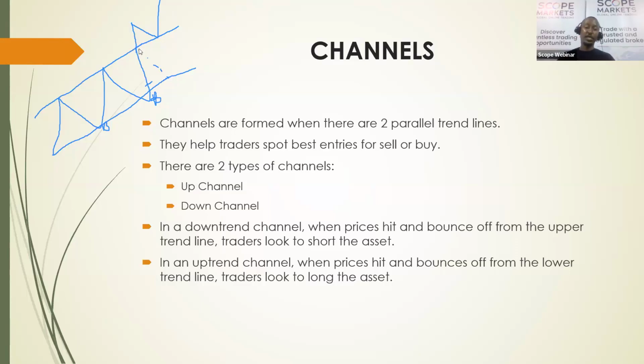So again, we can have a down channel, and a down channel is when we have two parallel trend lines on the downside, okay? When we have those two types of trend lines, the market will be trading between those two particular trend lines, okay? So with this one, this is a downtrend, okay?